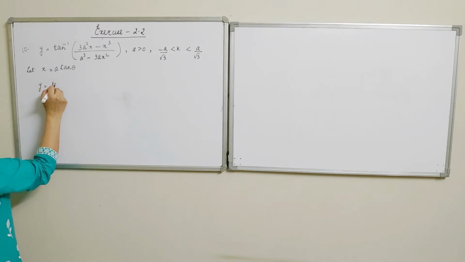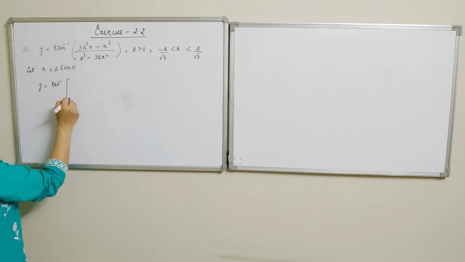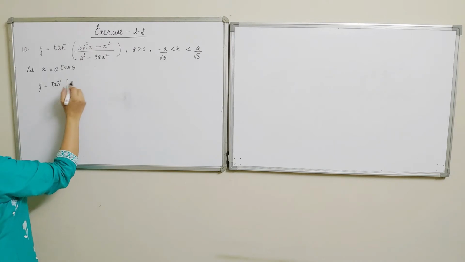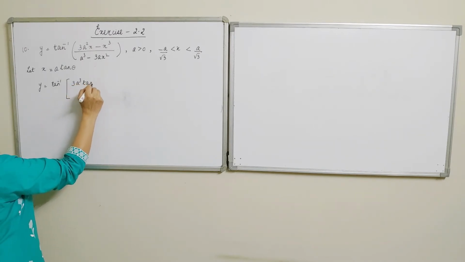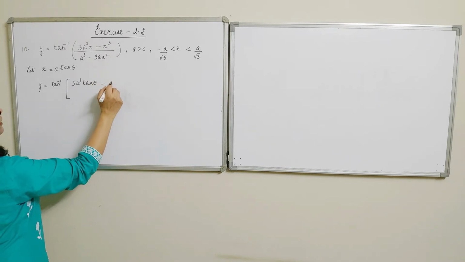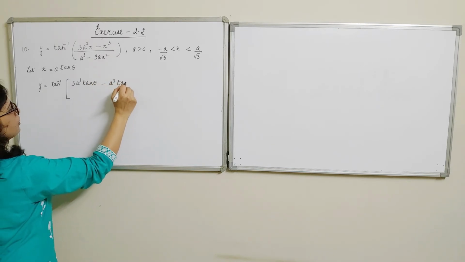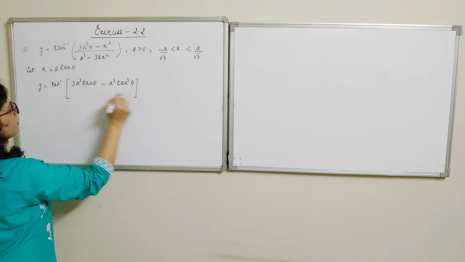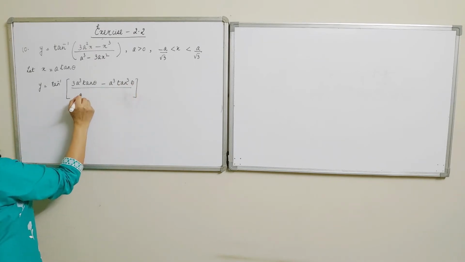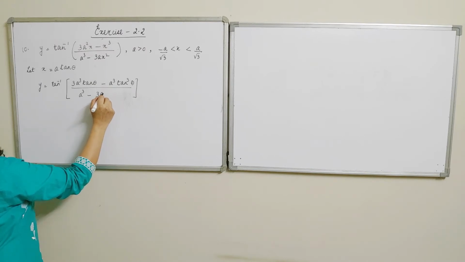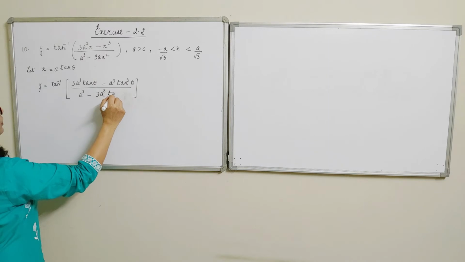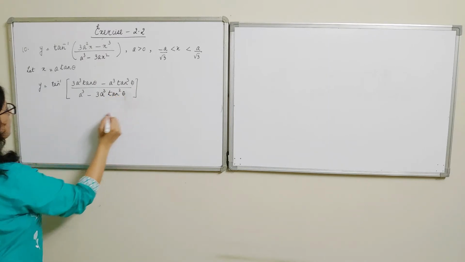Now why are we using this substitution? This will be clear in 2 steps. So let us substitute it first. We get 3a cube tan theta minus a cube tan cube theta in the numerator, and in the denominator a cube minus 3a cube tan square theta.